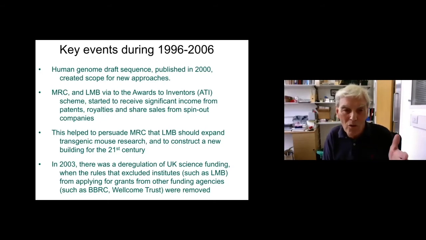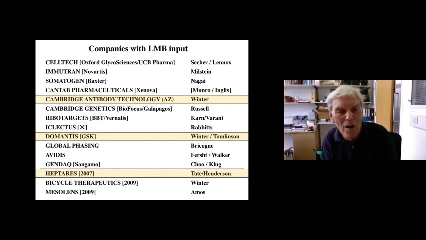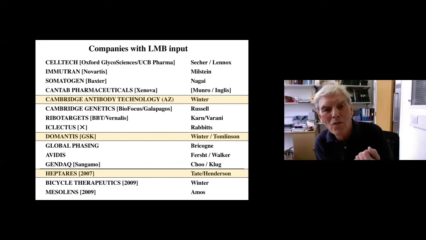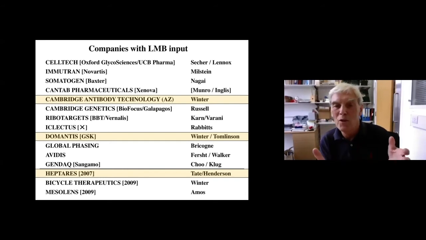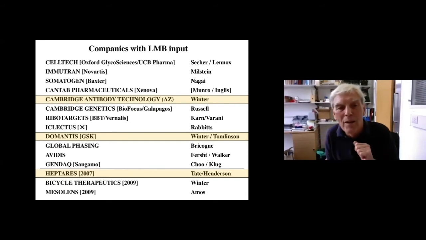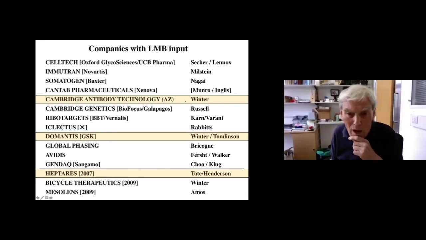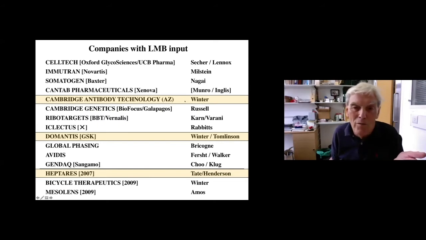And so one of the things was company startups, and here are a dozen or so companies that were started either by people in the lab or with input from people in the lab, and the ones that are highlighted produced significant sums of money, particularly Greg Winter's work on humanizing and on phage display.